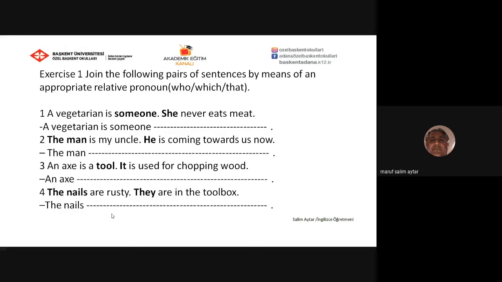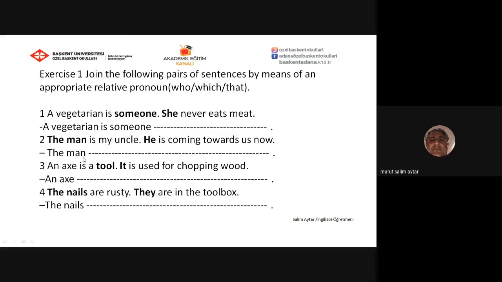Can you have a look at exercise number 1, please? And I would like you to join the following pairs of sentences by means of an appropriate relative pronoun. So you can use which, who, or that here, okay? So what I want you to do here in the first exercise is to define someone to me. A vegetarian is someone. You are going to define someone to me with this information, okay? So you are going to be telling me a vegetarian is someone. What kind of someone is a vegetarian? Can you use this bit? A vegetarian is someone, blah, blah, blah, blah.